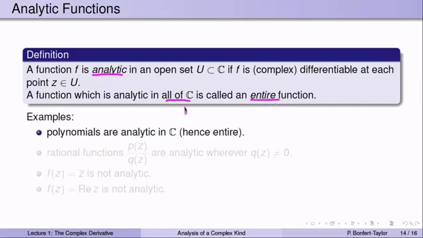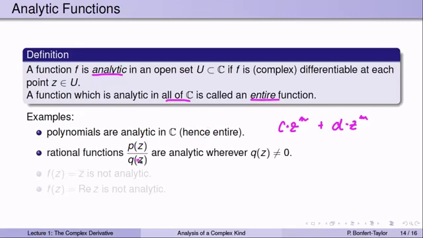Here are some examples. Polynomials are analytic in C because we showed that anything of the form z to the n is differentiable everywhere in the complex plane. We can even put a constant in front of it that's still differentiable, and then we can add to that another term, g times z to the n, with a different power, and more of these. So these form polynomials, and therefore polynomials are analytic in the complex plane, and therefore entire functions.